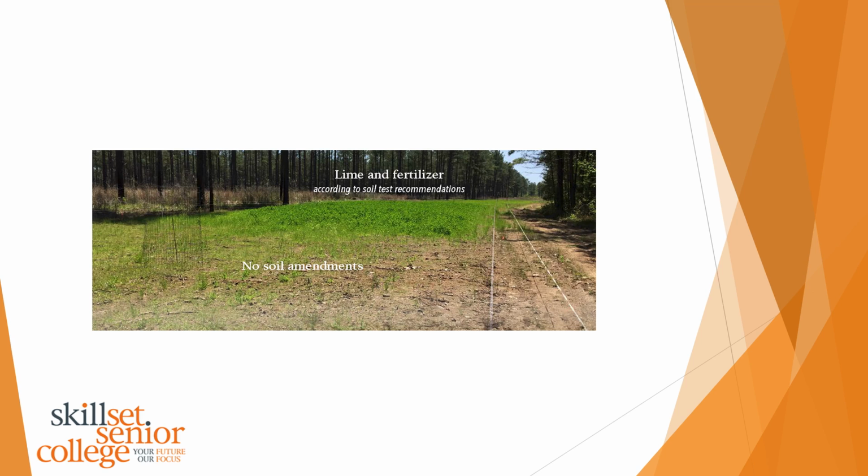So just a little example here. Here is an area that was treated with lime, so calcium carbonate, and given fertilizer, and this is the area with no soil amendment. So nothing happened in this area here. No lime and no fertilizer. And you can see the difference, okay? If you had a head of cattle or you had some sheep, you'd want them to be grazing in this.